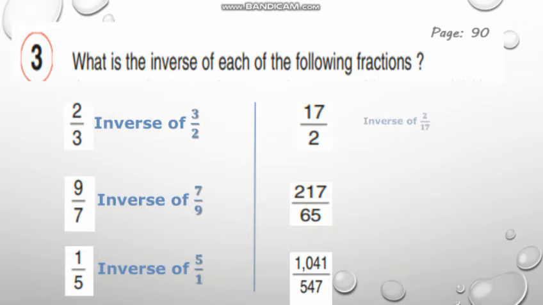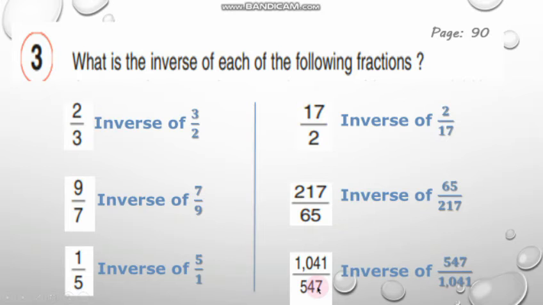17 over 2, inverse of 2 over 17. 217 over 65 is 65 over 217. Here I have 1041 over 547, so I write 547 over 1041.